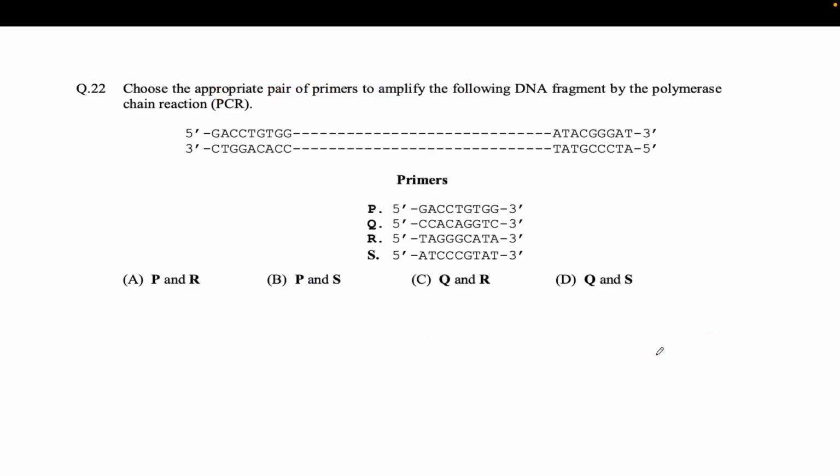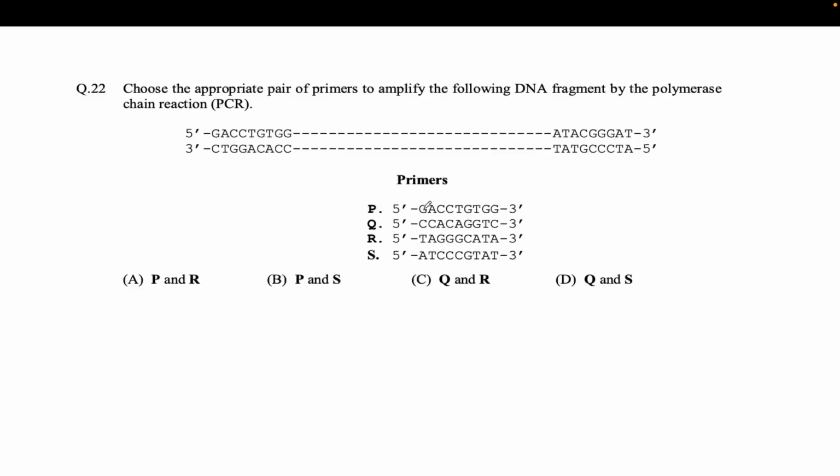Then we have one question related to primer synthesis. Choose the appropriate pair of primers to amplify the following DNA fragment by DNA polymerase. This is your template DNA, and these are your given primers. Which will be the correct or suitable primer for the amplification of this particular template DNA? One thing we have already discussed: primers are always complementary to one of the strands of the target DNA sequence.